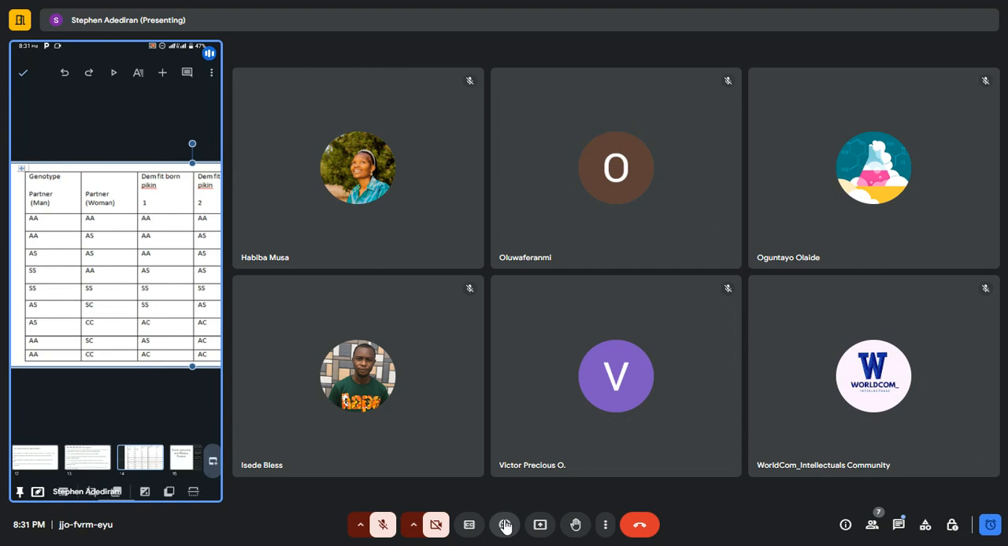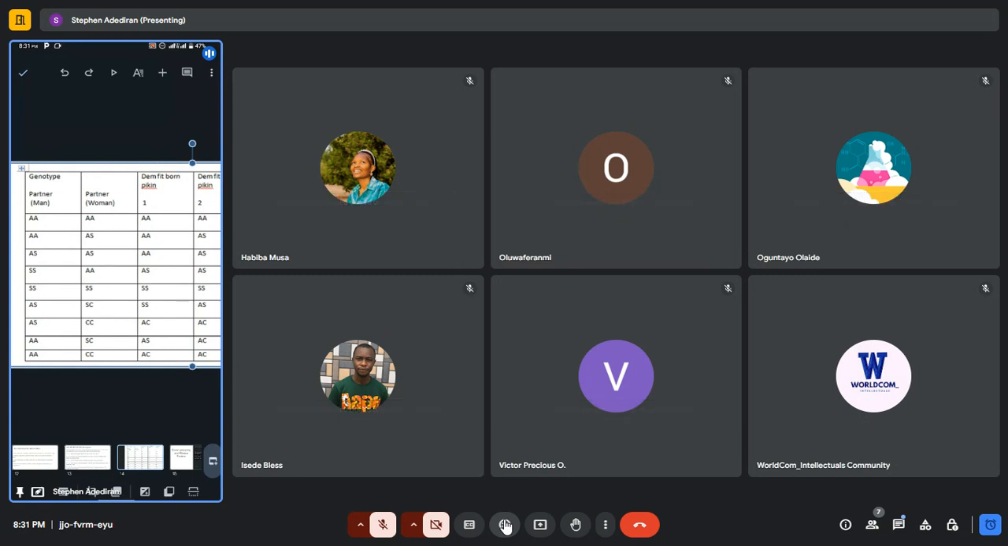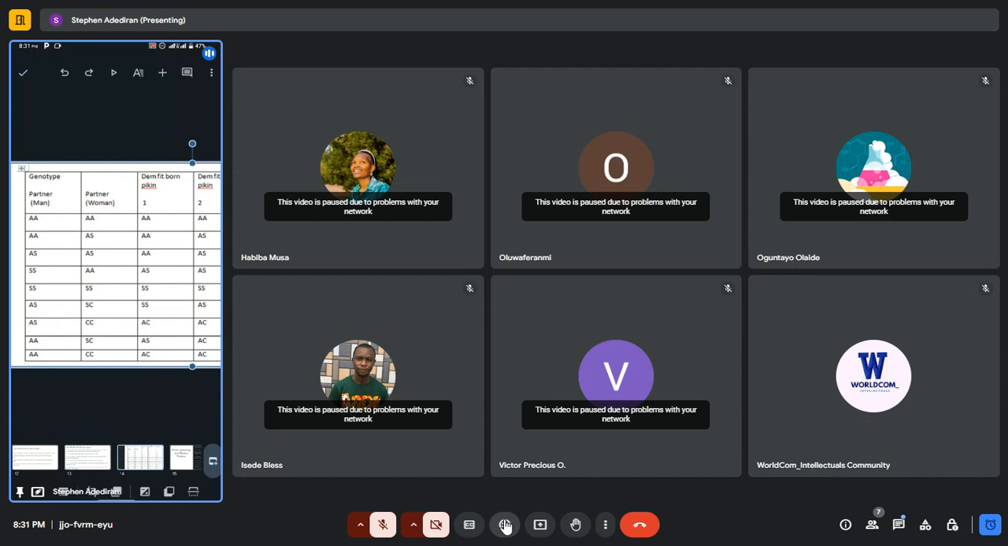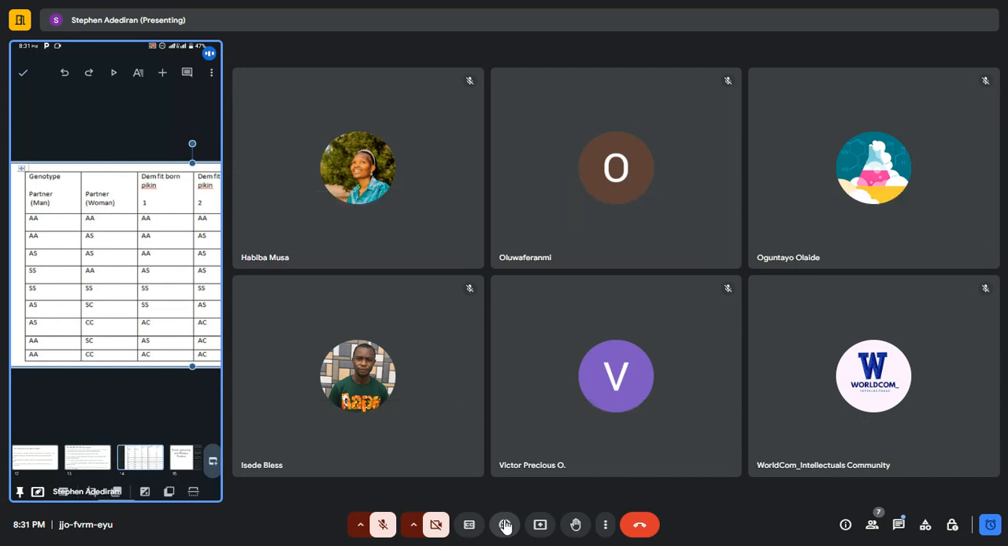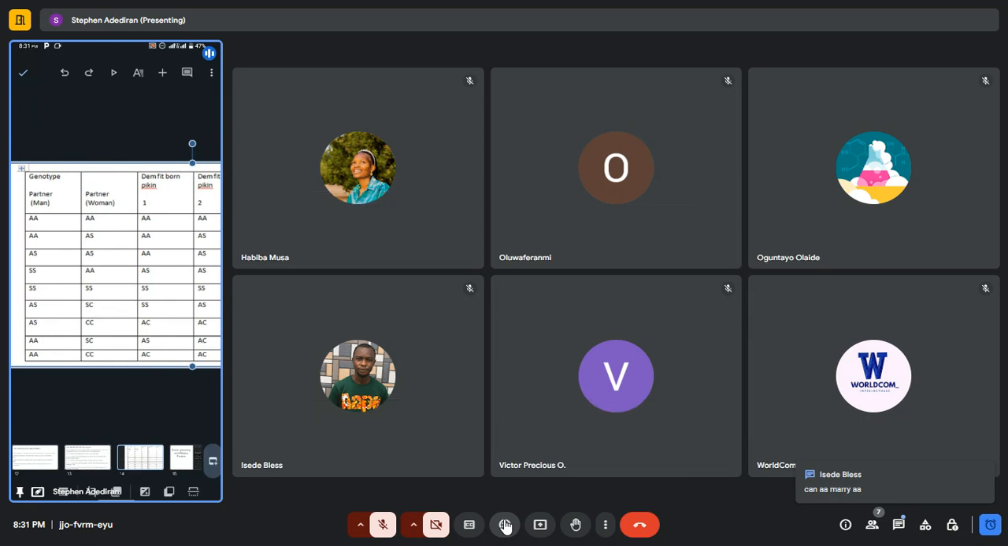So please, those of you that are AS, please marry those that are AA. Please, I beg you in Jesus' name. Marry those with genotype AA. God bless you. So now the next one, the SS and AA. In fact, for the SS, the only option he or she has is to marry the AA genotype. So any other one apart from the AA, the only thing you should stick to is someone with an AA genotype.